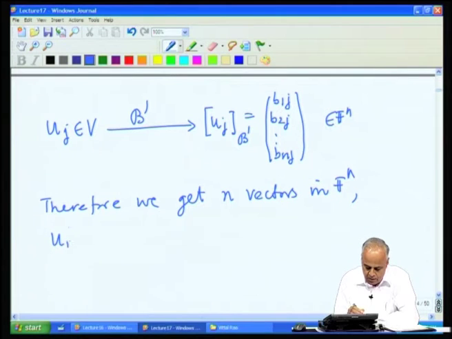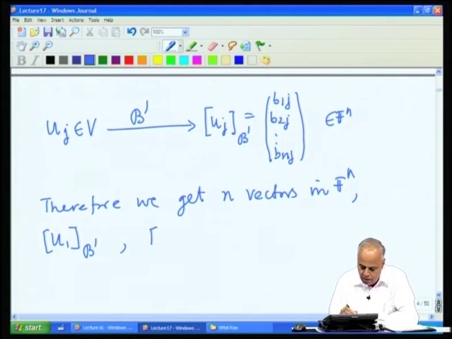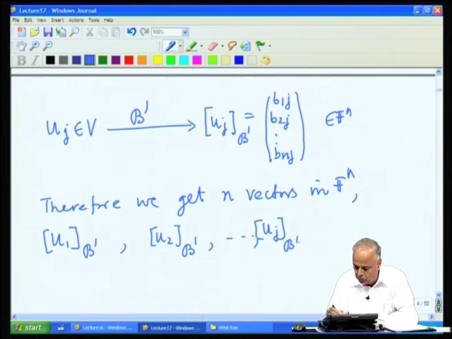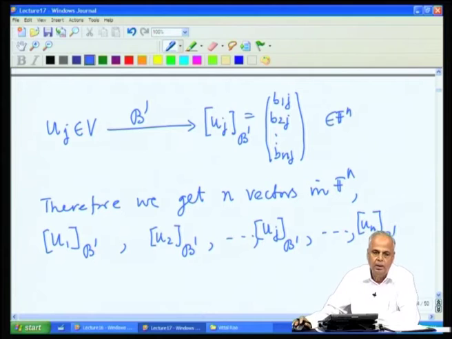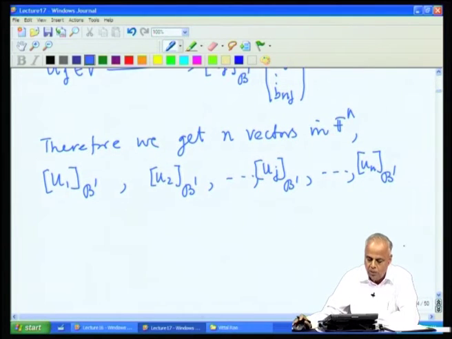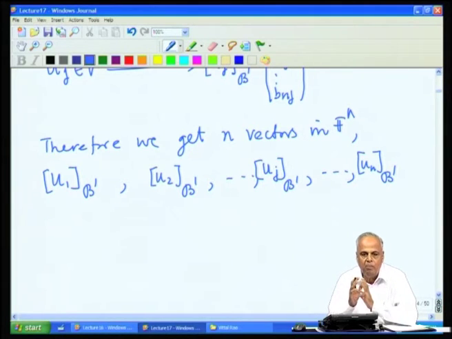What are these vectors? The representation of u1 in the B prime basis, the representation of u2 using the B prime basis, and so on, the representation of uj using the B prime basis, and so on, the representation of un in the B prime basis. So, thus we get n vectors in Fn. We put them all together in the form of a matrix, the first column of which is the representation of u1 in the B prime basis, the second column of which is the representation of u2 in the B prime basis, and so on.